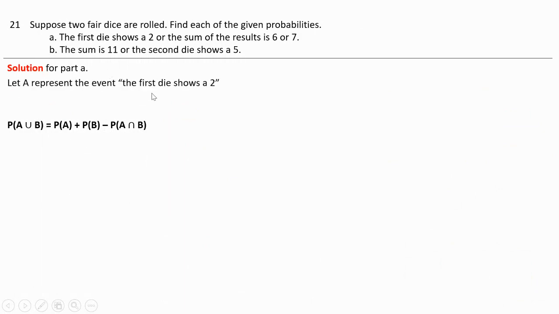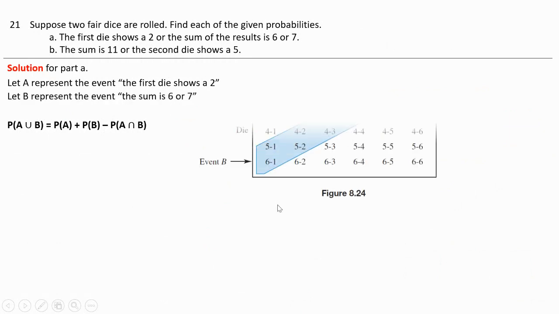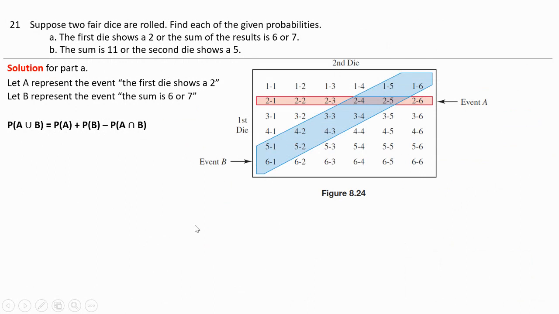So here, guys, we're going to let A represent the first die is 2, and let B represent the sum is 6 or 7. Okay, so let's see what we got here. The sample space first is 36, because there's 36 possible ways. There's 6 coming down and 6 across, so 6 times 6 is 36. Now for event A, the first die shows a 2.